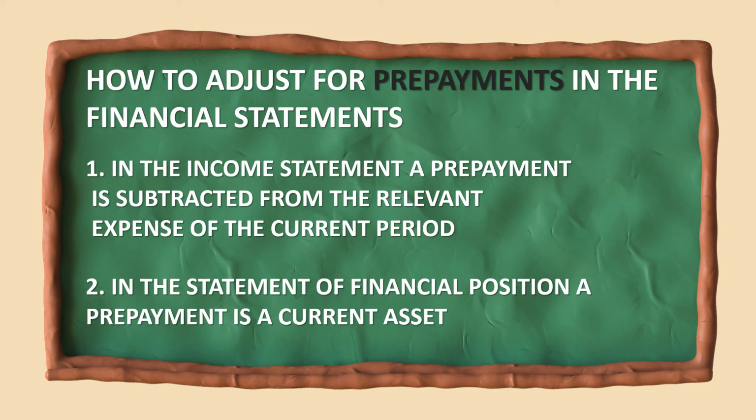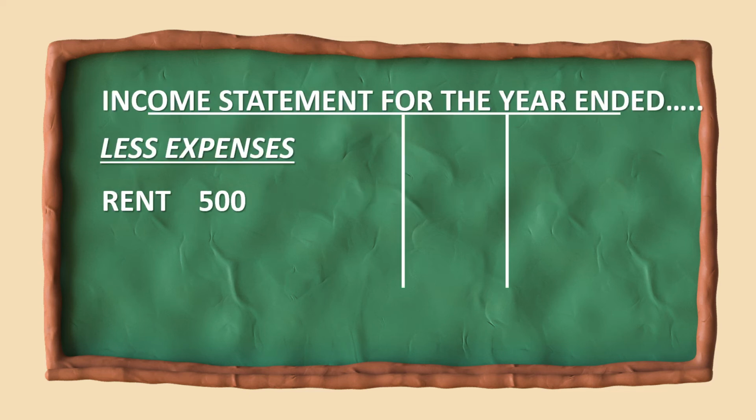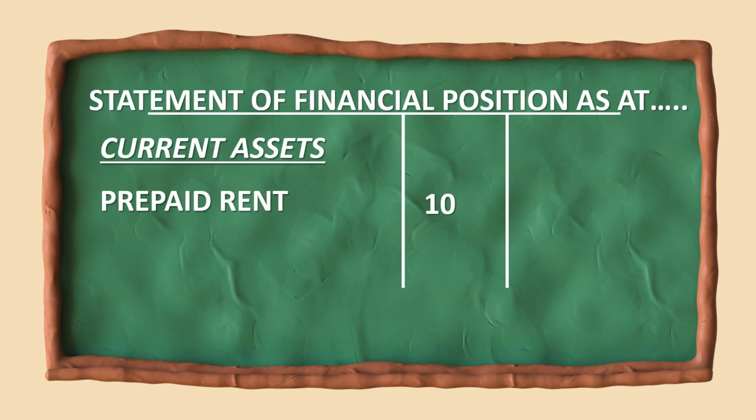Here is an example of a transaction that needs to be adjusted. Ben paid rent in advance worth $10. In the income statement, the prepaid rent is subtracted from the rent expense of the current financial period. The 10 is subtracted from the 500 to give $490. In the statement of financial position, the prepaid rent is put under current assets.